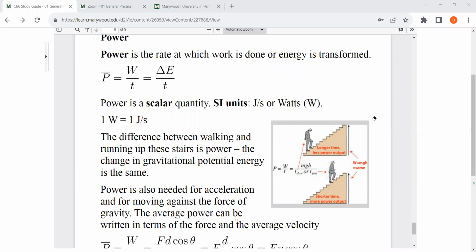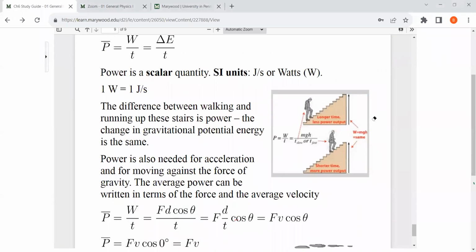Now to understand this, let's consider this picture here. In this picture we see that a person is walking from the bottom to the top. The first person is slowly walking from the bottom to the top, and the second person is walking quickly. Let's say both persons have the same mass, equal to m.